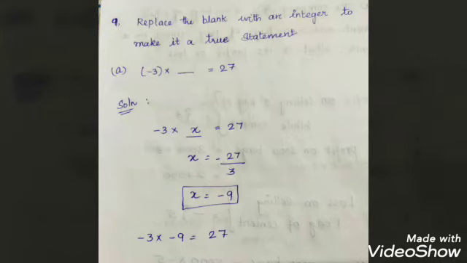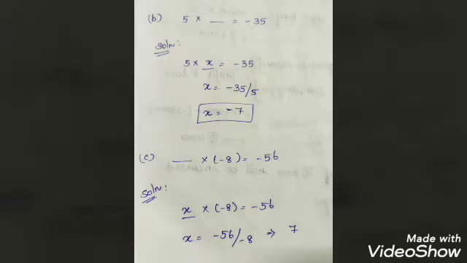Next, replace the blank with an integer to make it a true statement. It is very easy. Listen: minus 3 into blank is equal to 27. Keep the blank as x. Minus 3 into x is equal to 27. The multiplication by 3 will go to the other side as division. So 27 by 3 equals minus 9.